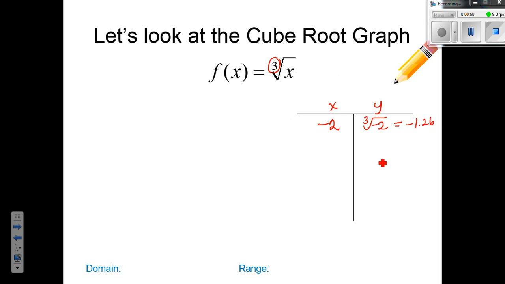-1.26. Yeah, pretty good. So we can take the cube root of negative numbers. So let's try -1. The cube root of -1, yeah, -1. The cube root of 0, 0. The cube root of 1, well, that'd be 1. And the cube root of 2 would be a positive 1.26.